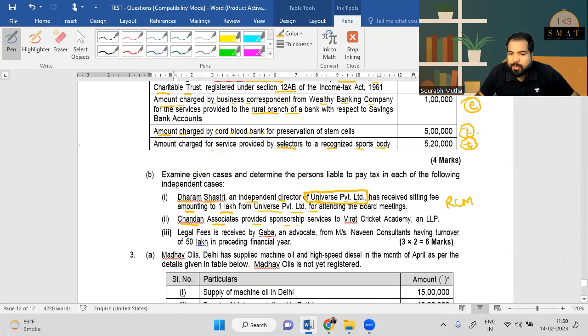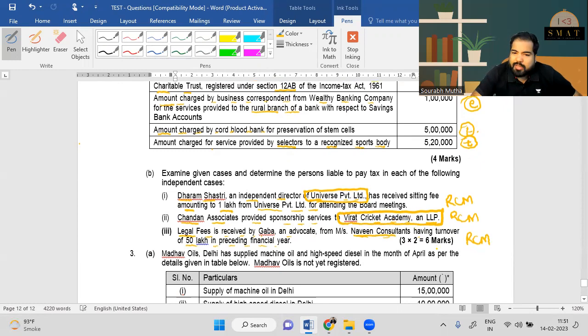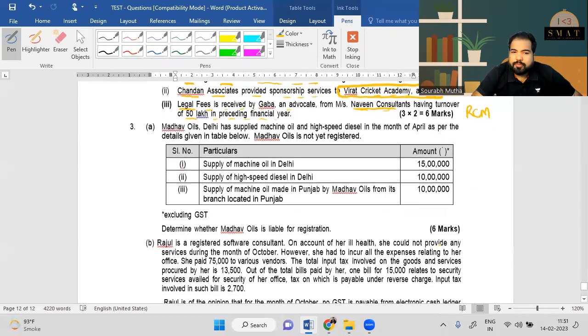Chandan Associates provided sponsorship services to Virat Cricket Academy. Sponsorship services, if the person who's receiving it is an LLP or a company, then it is under RCM. So Virat Cricket Academy LLP will be liable to pay. Legal fees is received by GABA, an advocate, from Naveen Consultants having turnover 50 lakh in the preceding financial year. This legal service is also under RCM if it is a business entity. So this one is under RCM. So all three are under RCM in this question.